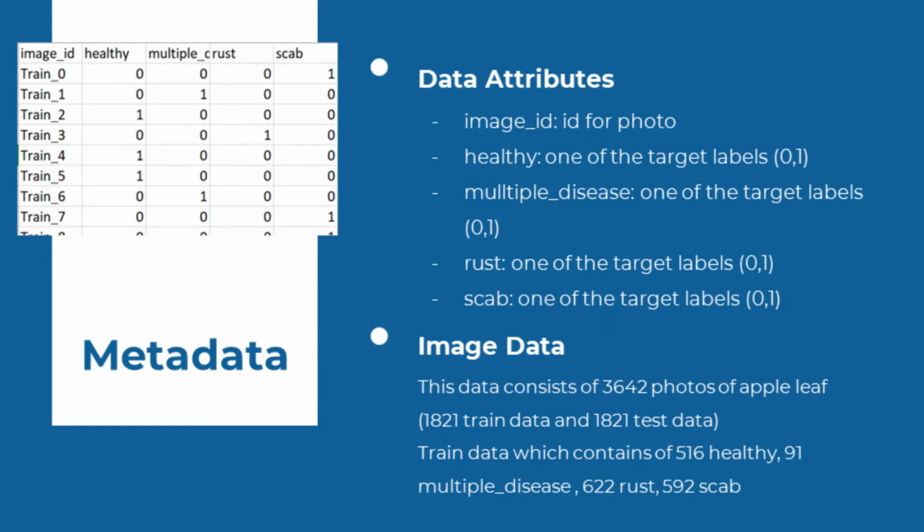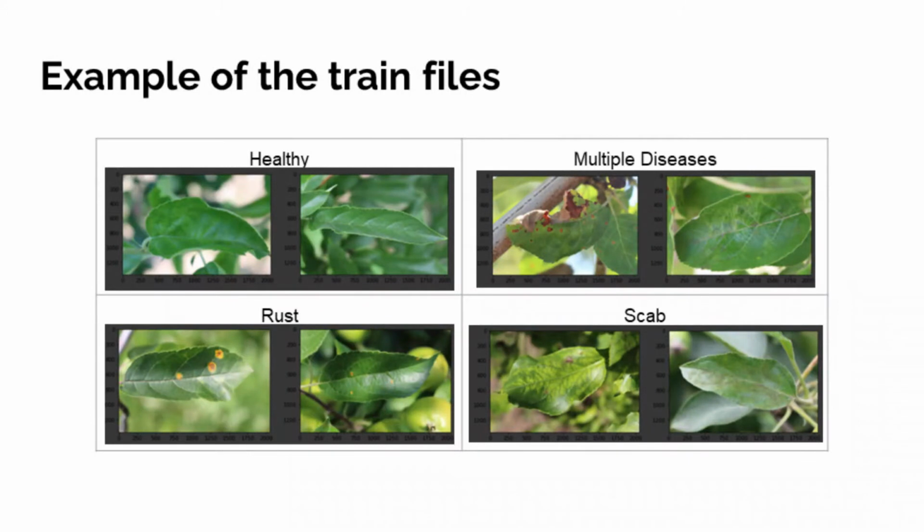This data consists of 3,642 photos of apple leaves, half of which is training data and half is test data. And this is an example of the training data. There are 4 labels in the image data: healthy, multiple disease, RAS, and SCAP. But there is just one label that is active, or 1 in value.